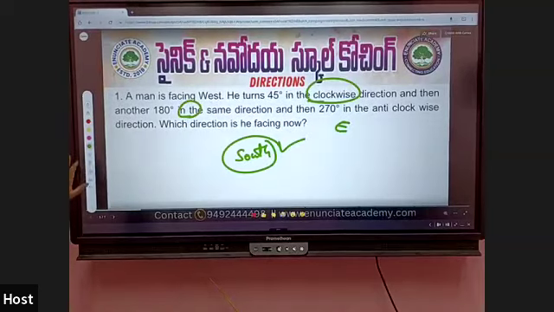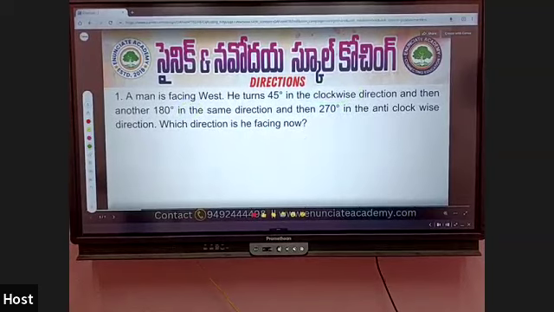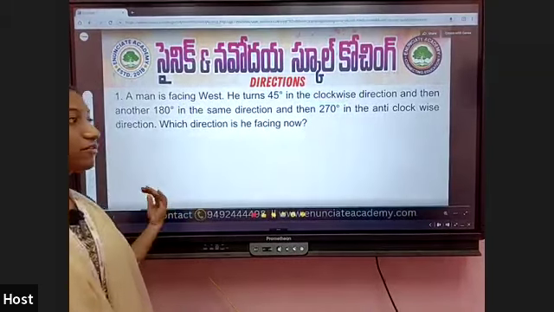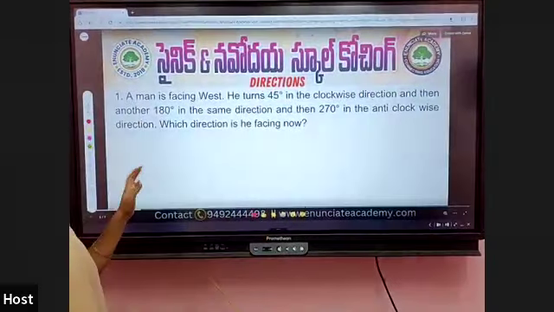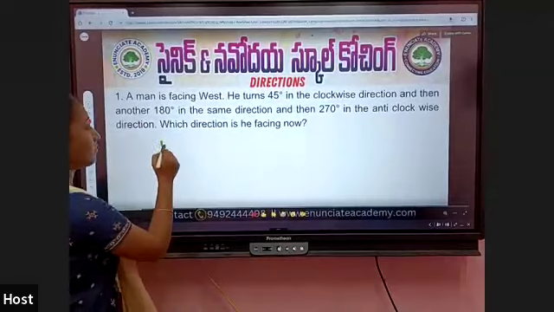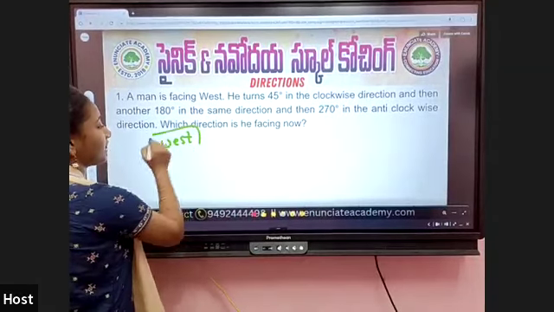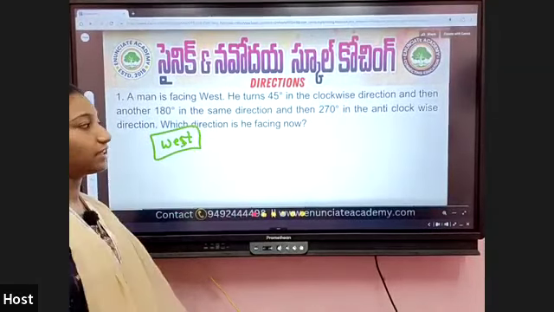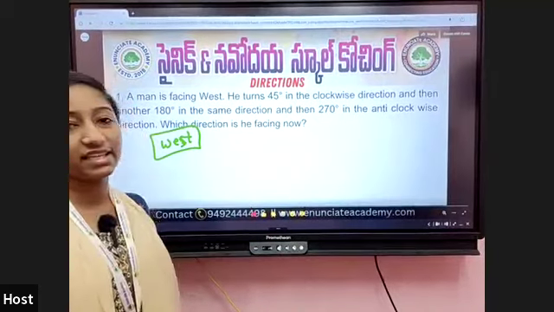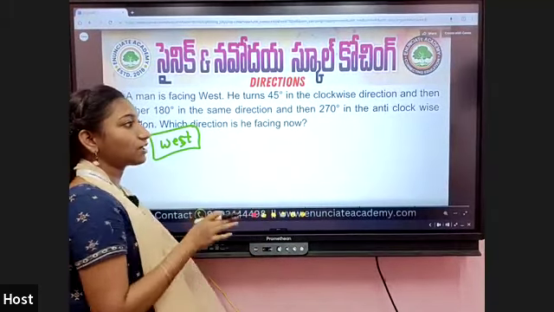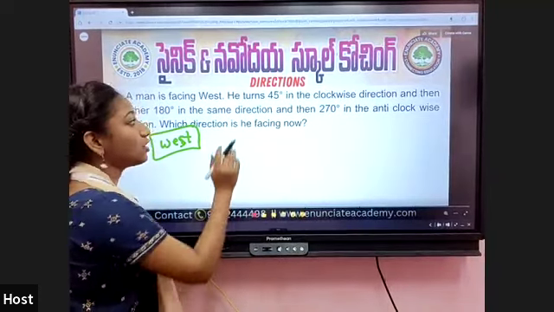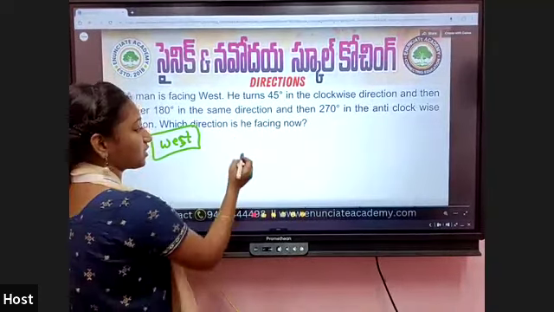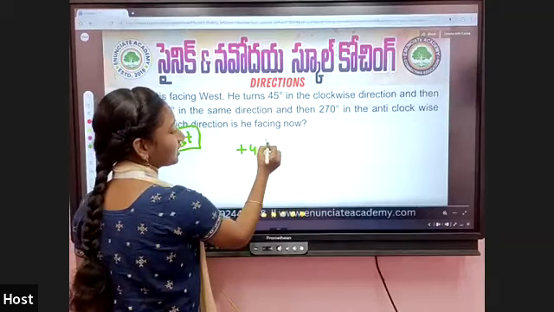So this is the question from the angles. When the angles are given, how to find? A man is facing to the west. Keep in mind first which direction the man is facing: west direction. He turns 45 degrees in the clockwise direction. Keep in mind, clockwise means plus, anti-clockwise means minus. So 45 in the clockwise direction means plus 45 degrees.